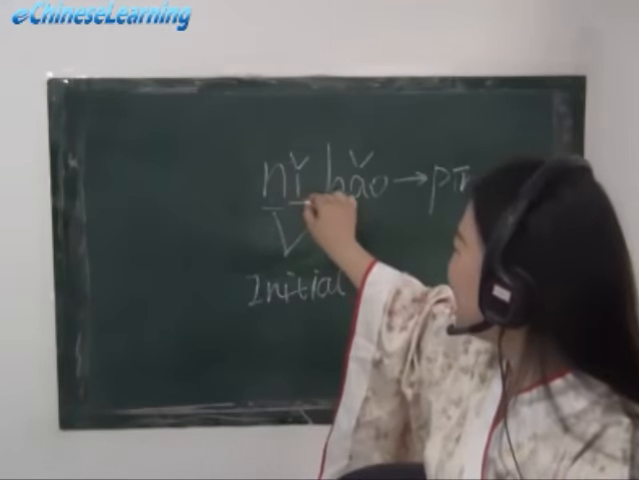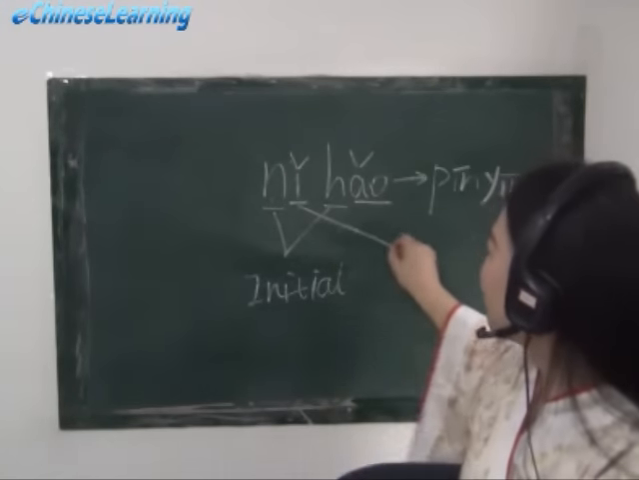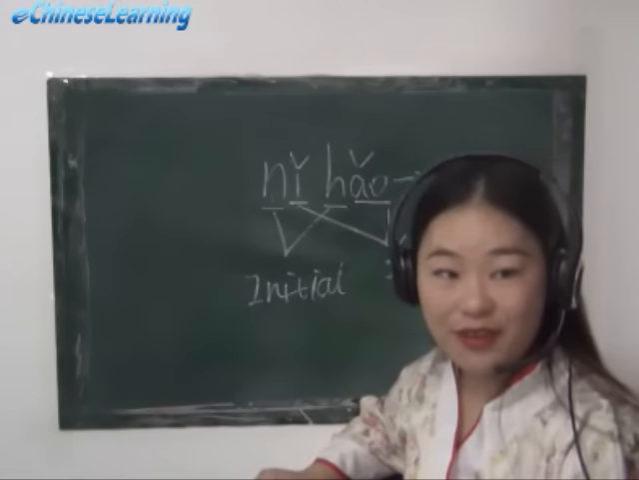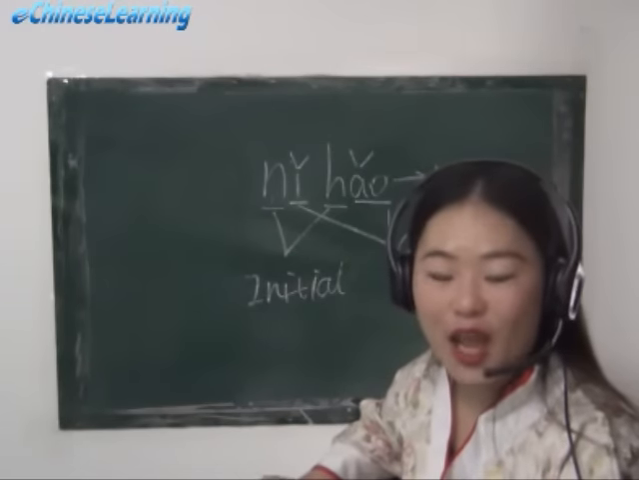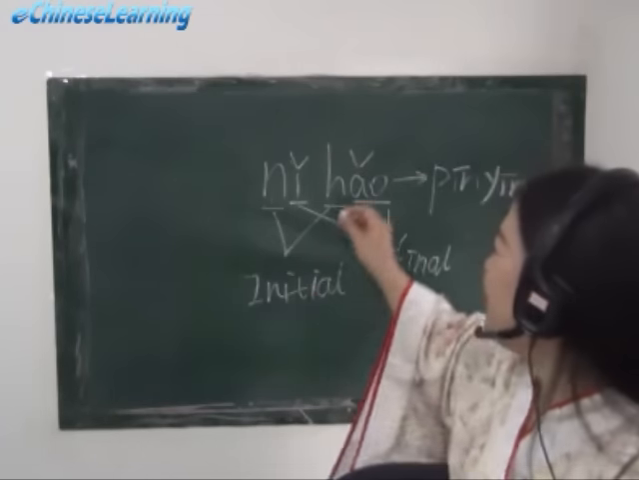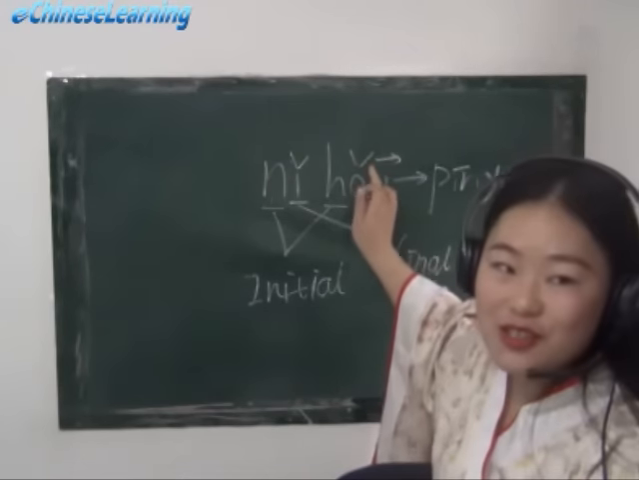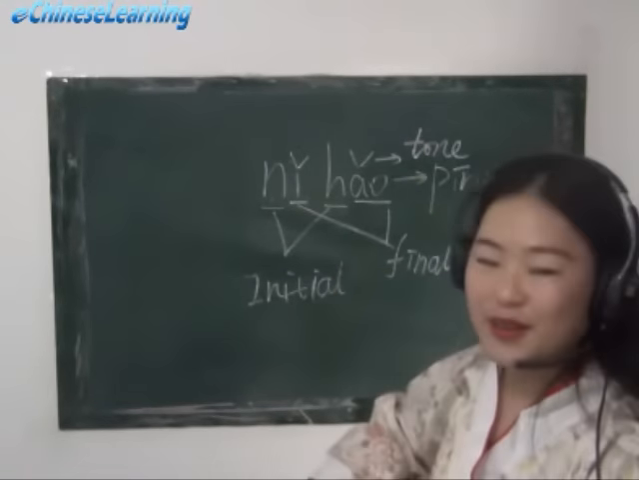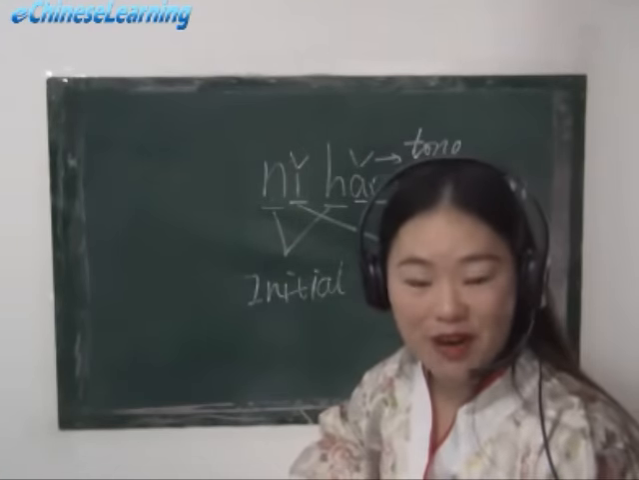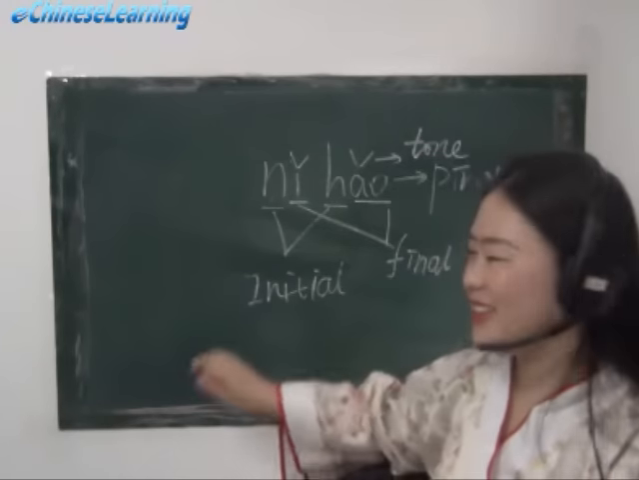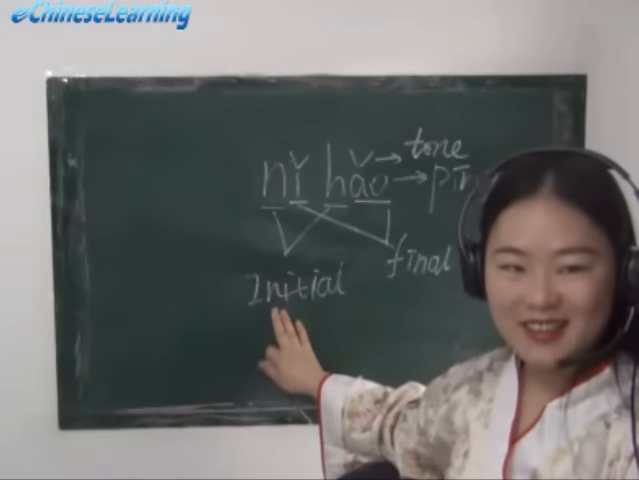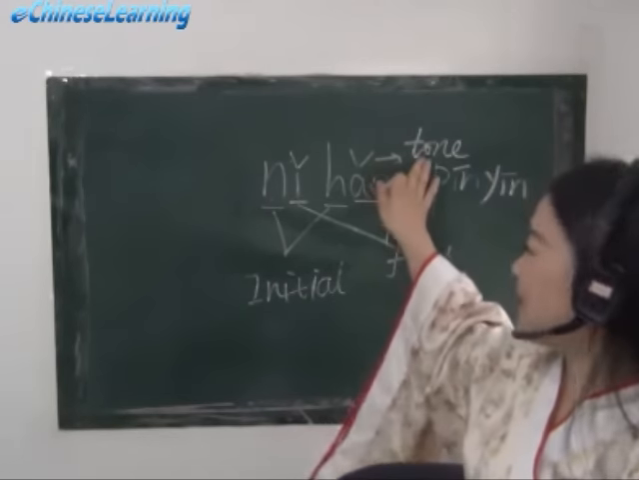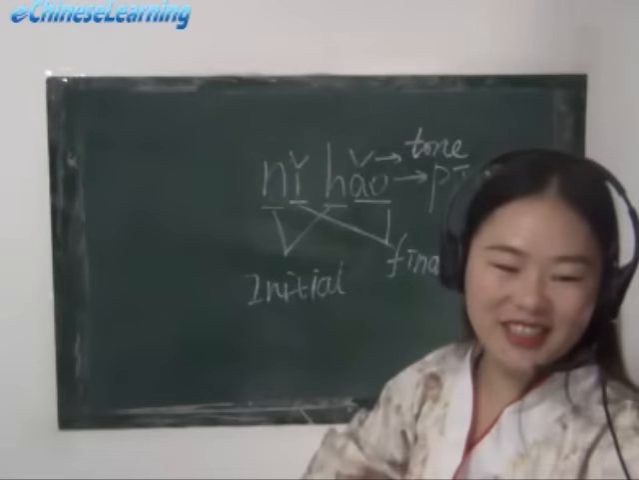Okay, and the second part, like I, A, O, is called finals or vowels. Finals are different from English. I will show you later how to pronounce them, okay? And the last part is the tone. This is called the tone mark. So pinyin is made up of three parts. Can you tell me which three parts? The first part? Second part? Yeah, third part. Very good. Any questions?